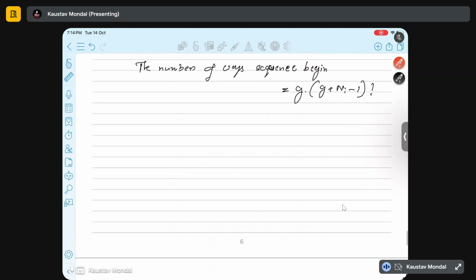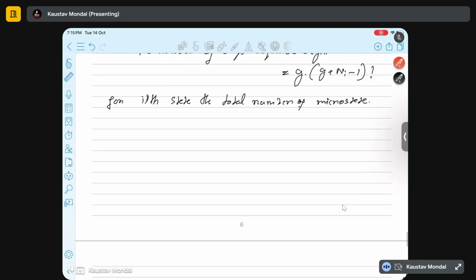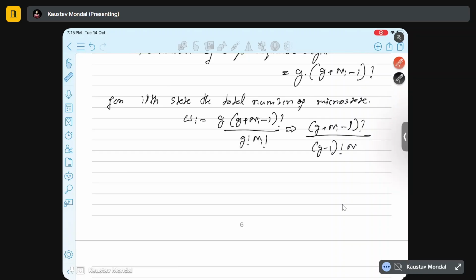So for the ith state, the total number of microstates is basically given as Wi equal to g into (g plus ni minus 1) factorial divided by g factorial ni factorial, which gives you (g plus ni minus 1) factorial divided by (g minus 1) factorial ni factorial.